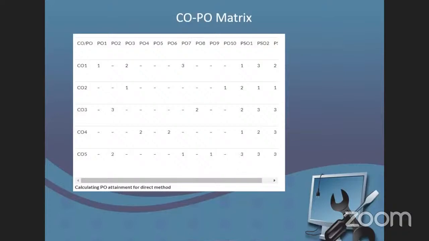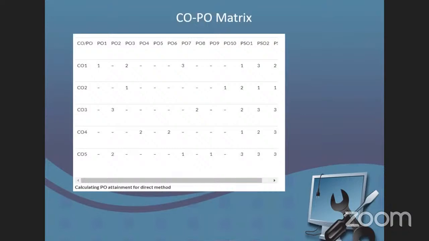In the columns, I can represent all the POs, PO1 to PO12. Here it is shown only up to PO10, but you should include PO11 and PO12. Then you have to map the PSOs also, the program specific outcomes. Remember, program specific outcomes can be a minimum of 2 and a maximum of 3. Don't extend beyond that.